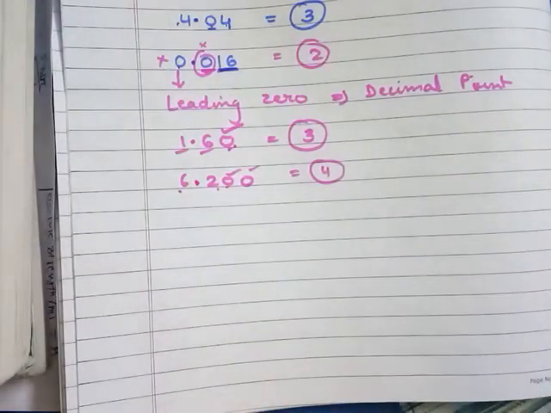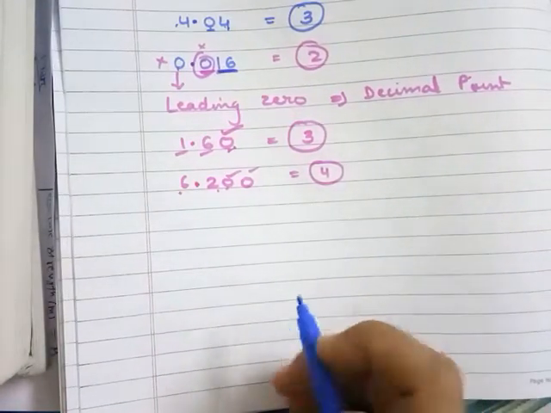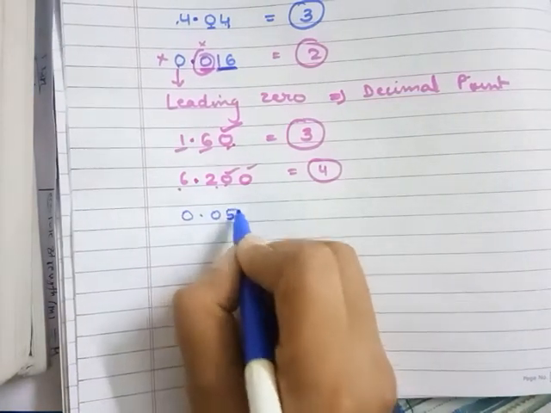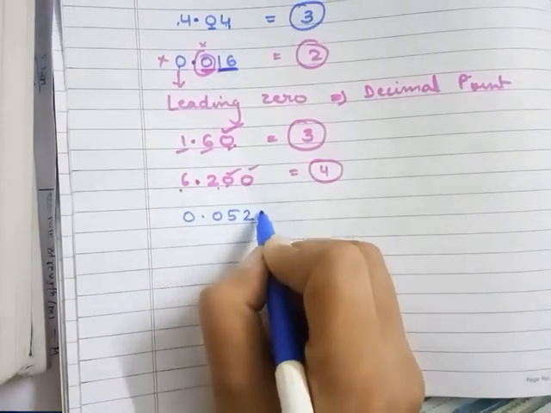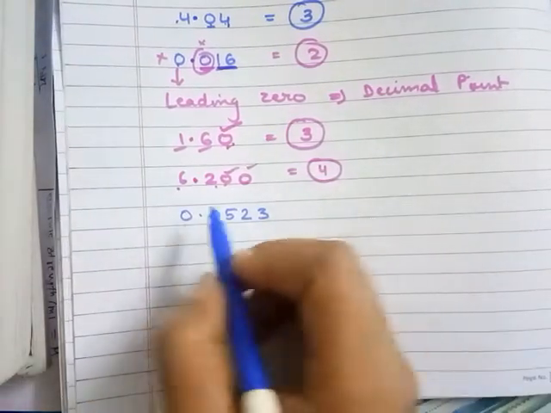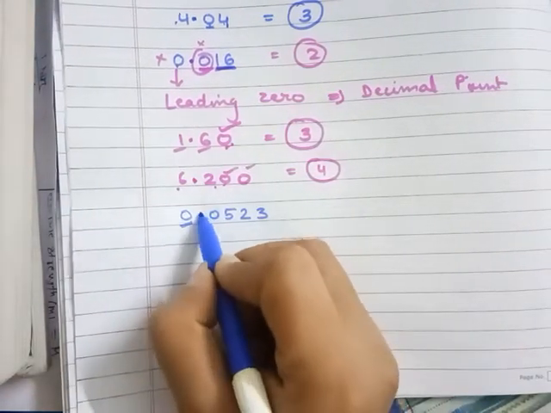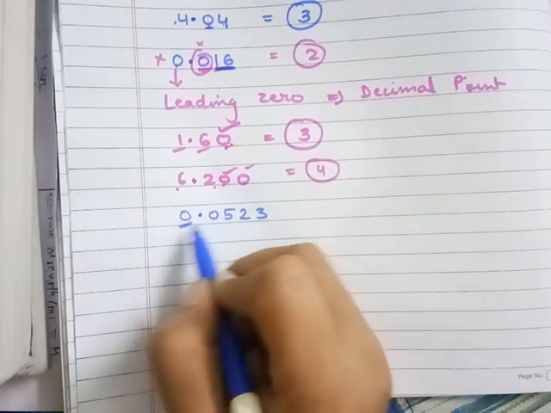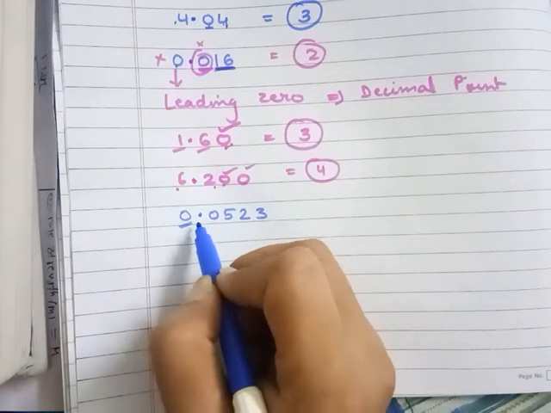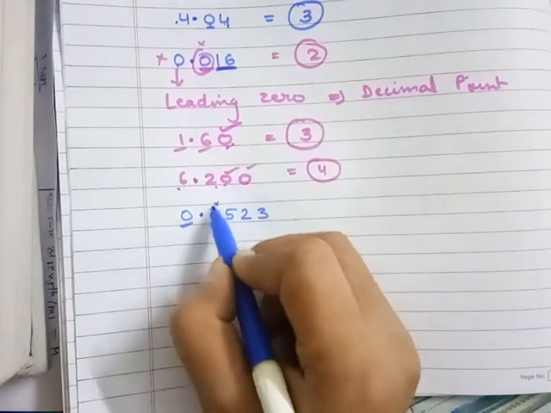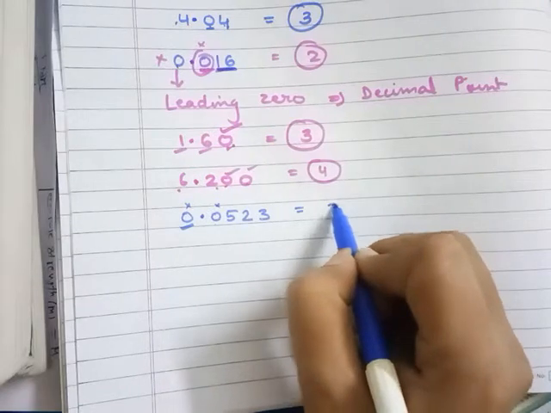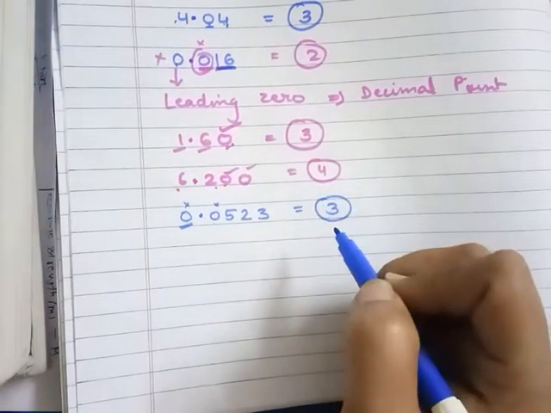Now next example, if you have a number, so this is a leading zero, not significant, and this is a zero on the right side of a decimal point, but before this you don't have any non-zero number, so this is also not significant. So how many numbers are significant? 3. So we have 3 significant figures.